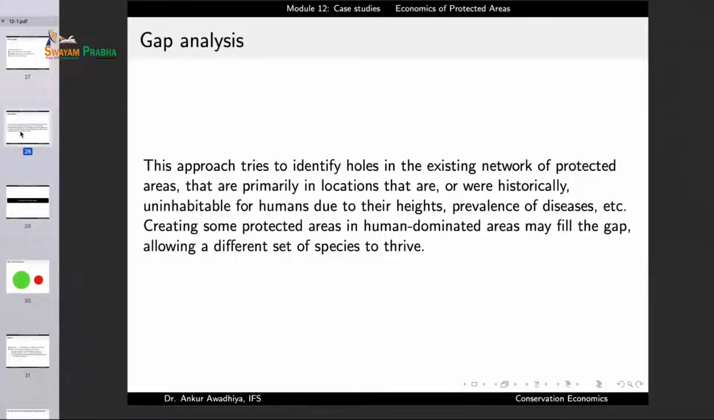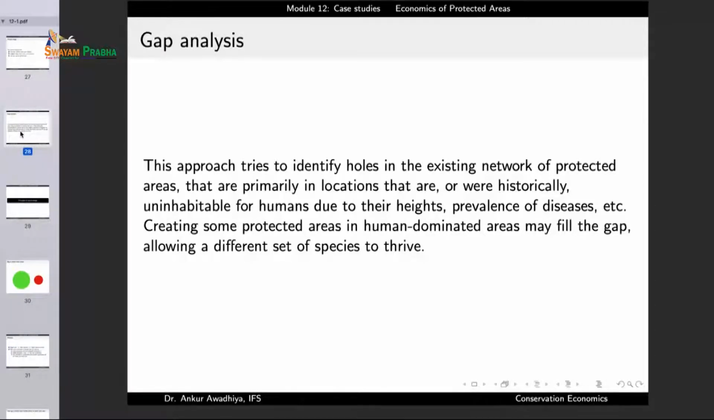And we should also keep in mind the gap analysis. The gap analysis approach tries to identify holes in the existing network of protected areas, which are primarily in locations that are or were historically uninhabitable for humans due to their heights, prevalence of diseases, and so on. And creating some protected areas in human dominated areas may fill the gap, allowing a different set of species to thrive.